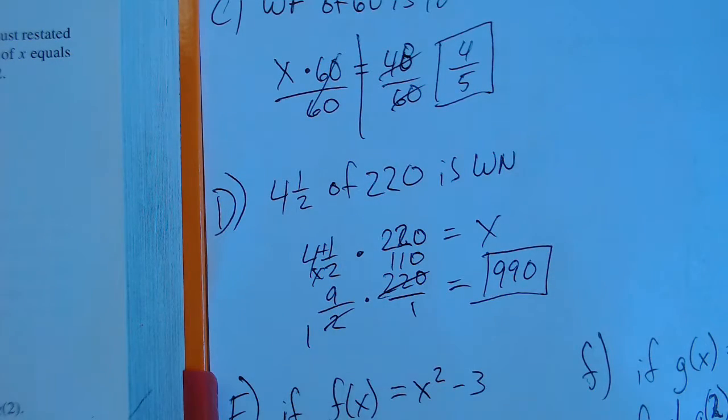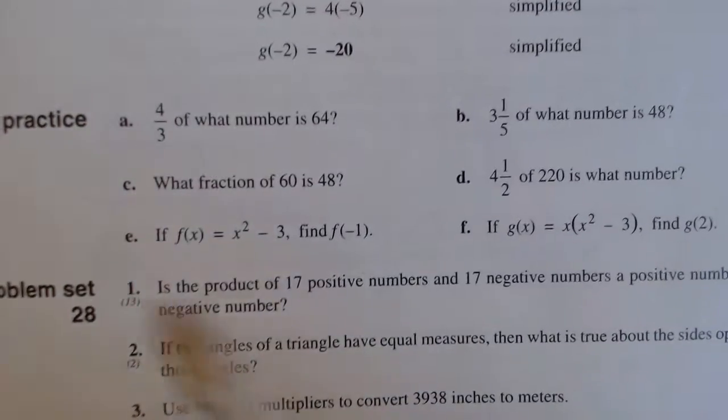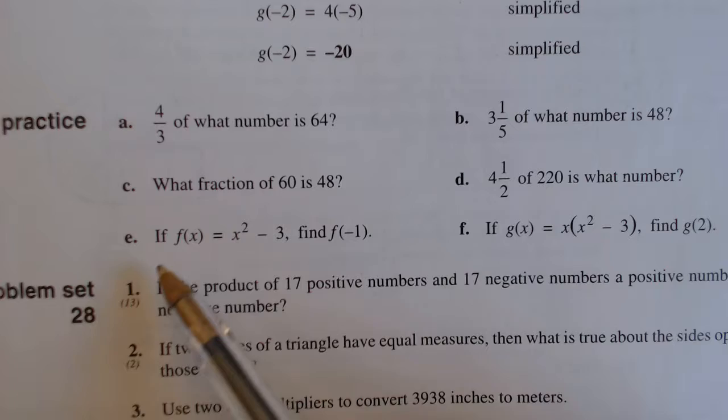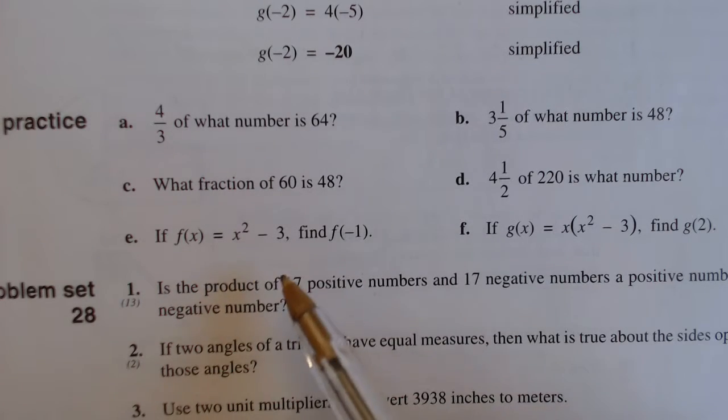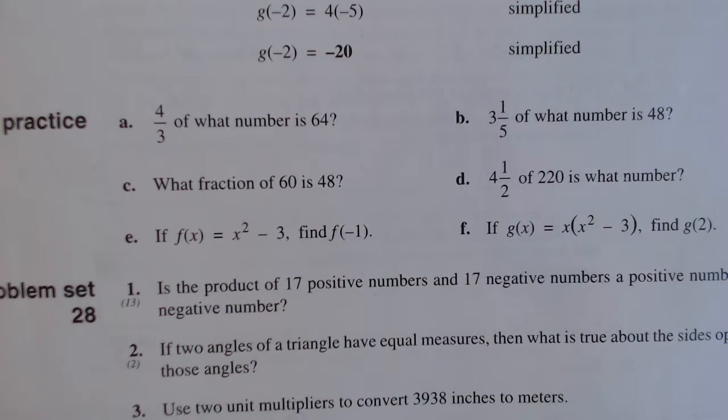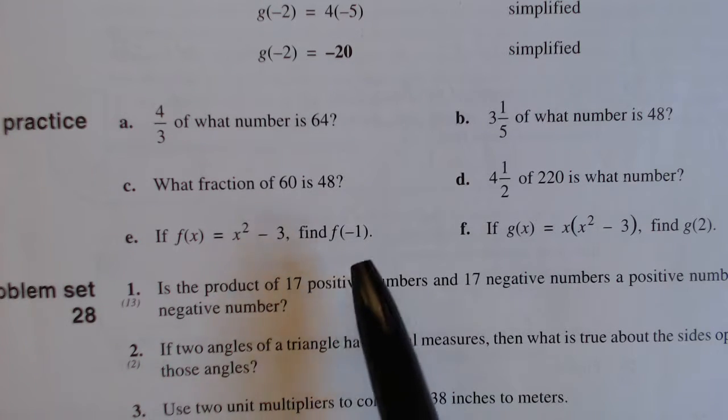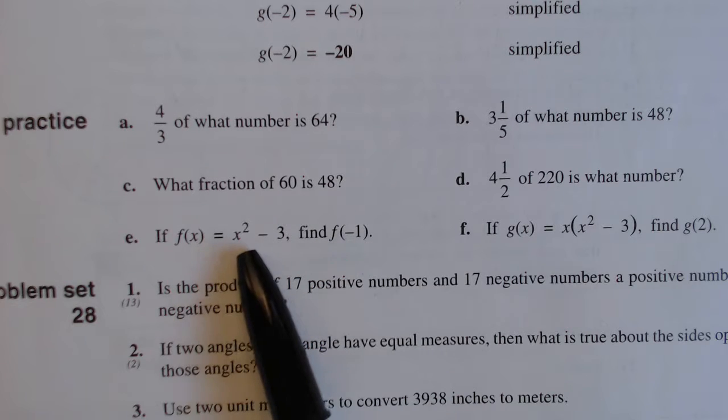Alright, and that does it for the fraction of a number problems. Now we have to go over functional notation. So functional notation are going to be these two problems on the practice down here, E and F. They're going to say if the function of x equals x squared minus 3, find the function of negative 1. This is really simple. The simplest way to think of this is we just have to use the plug-in method or the substitution method to solve this. If they want us to find f of negative 1, then all we have to do is take the value of negative 1 and plug it into this equation.